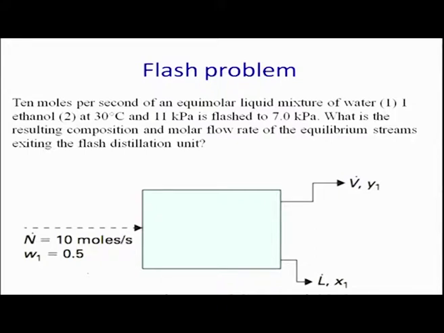10 moles per second of an equimolar liquid mixture of water and ethanol at 30 degrees Celsius and 11 kilopascal is flashed to 7.0 kilopascal. So, in other words, we are saying that you have this situation at 7.0 kilopascal, right? The question is, what is the resulting composition and molar flow rate of the equilibrium streams exiting the flash distillation unit, which is this one.